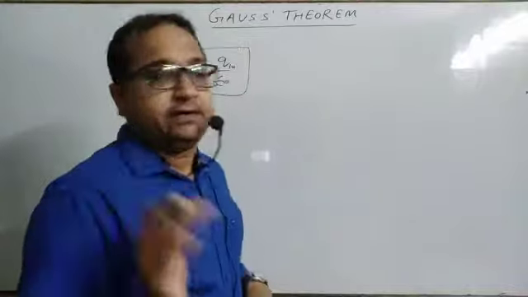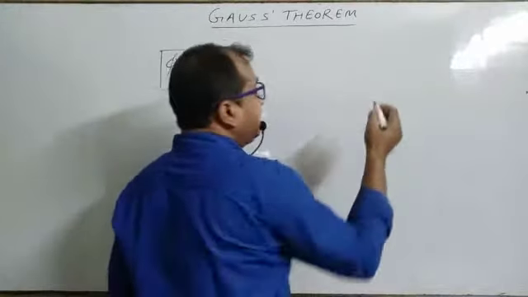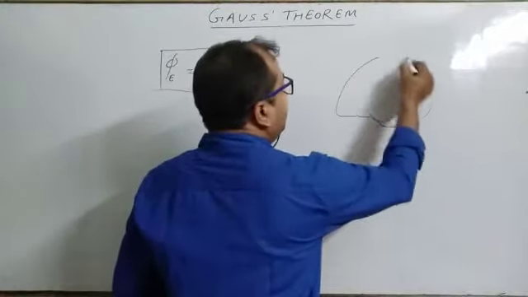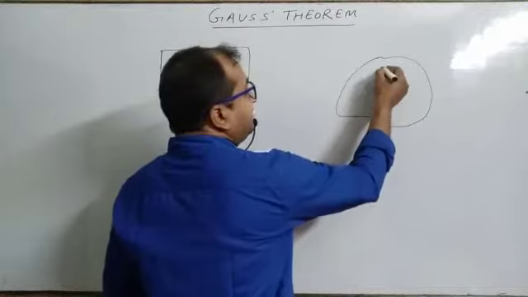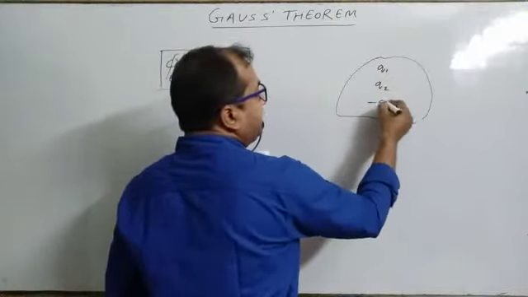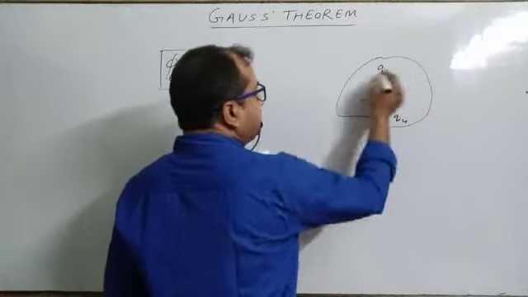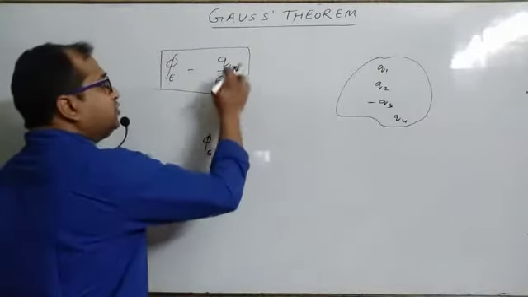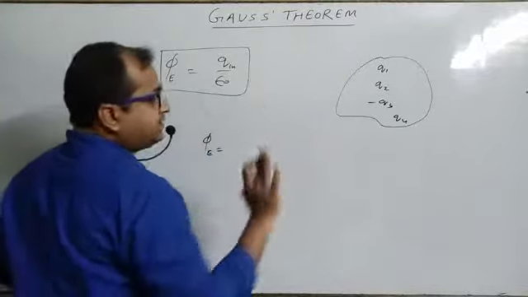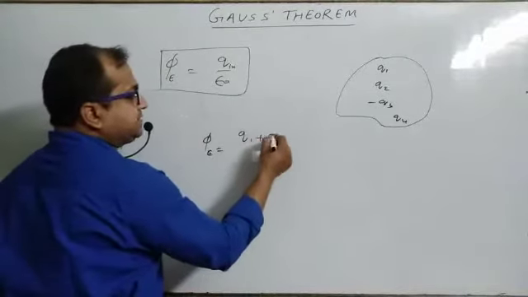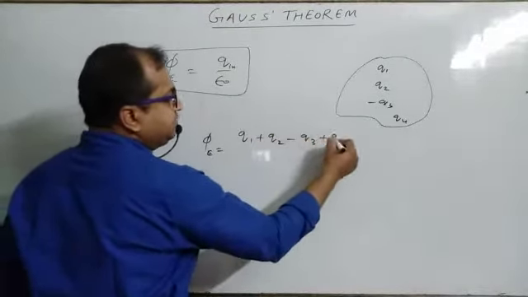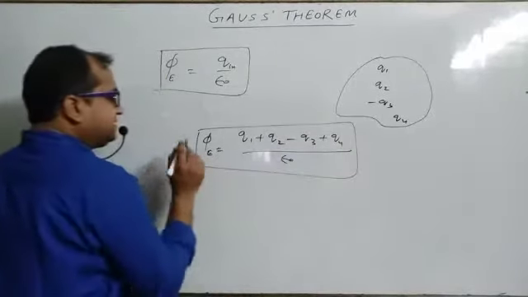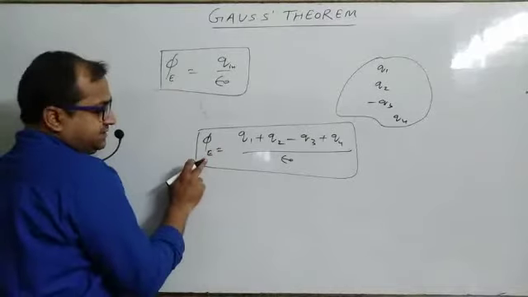It means enclosed. You know about area, closed surface area. If we take a surface that has Q1, Q2, minus Q3 and Q4 charges, then phi E equals the total Q inside the surface, Q1 plus Q2 minus Q3 plus Q4, by epsilon naught. This is the electric flux.